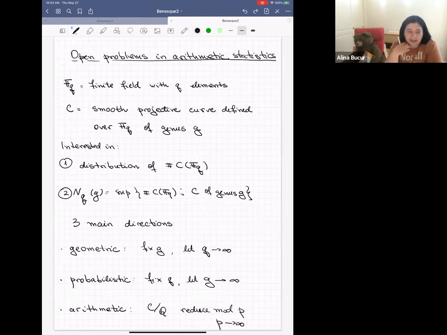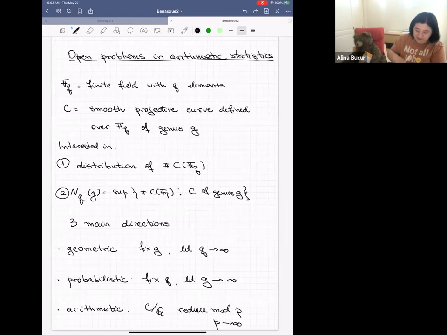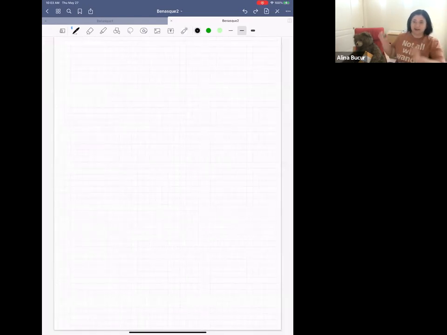And then there is the arithmetic world, in which we are looking at a curve maybe defined over Q, maybe defined over a number field, and then we reduce modulo the finite places and let the norm of those finite places go to infinity. Okay, so those are the 3 things. And after this, it's all going to be written in real time.